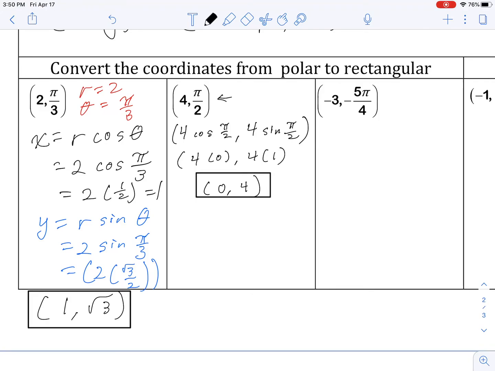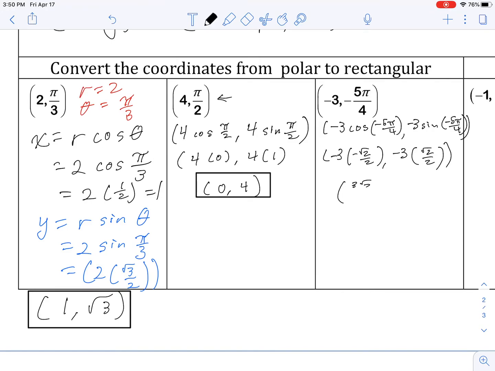Now, finally, let's go ahead and do the last problem. We've got -3, our r value, times cosine of theta, and -3 times sine of theta. And if we just evaluate those, we should get -3 times -√2/2, and -3 times also √2/2. Or no, this time would be positive √2/2, because we're in quadrant 2. And that should give us 3√2/2 and -3√2/2.